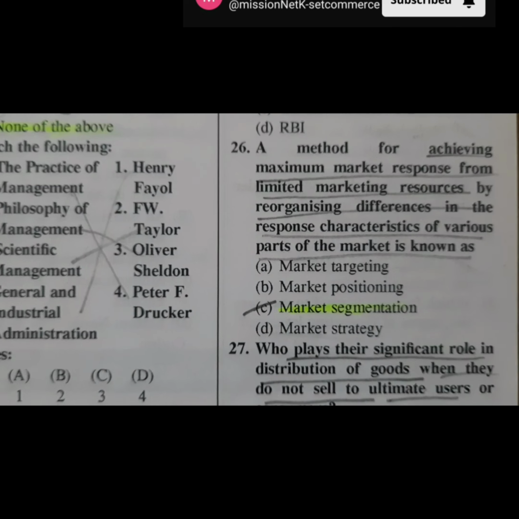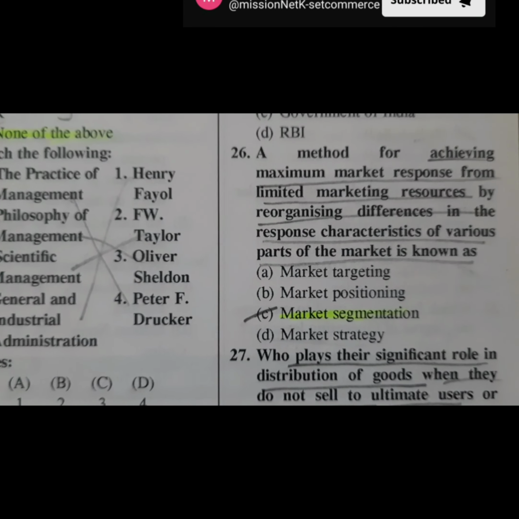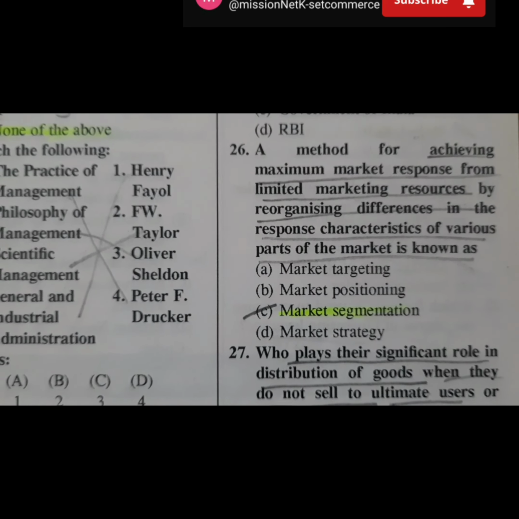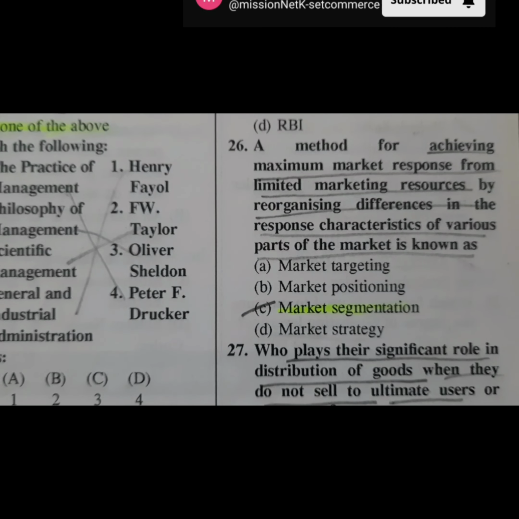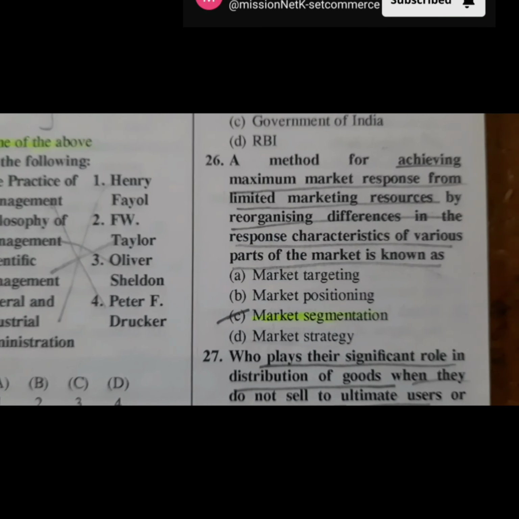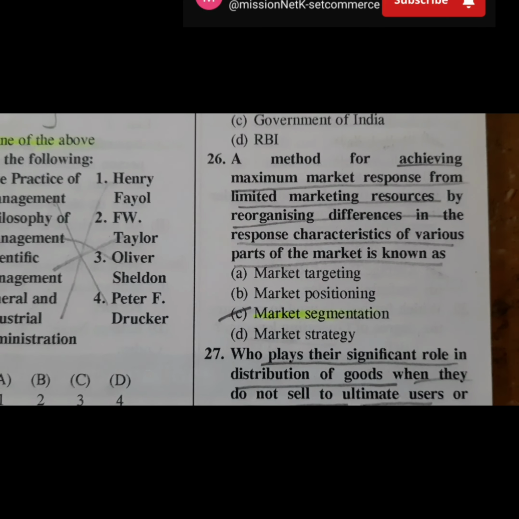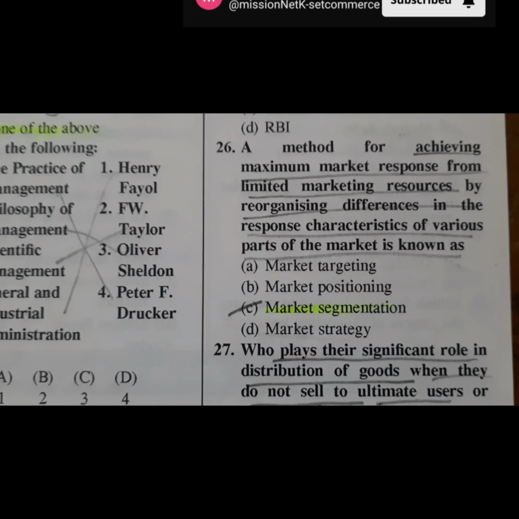Then the next question is, a method for achieving maximum market responses from limited marketing resources by recognizing differences in the response characteristics of various parts of the market is known as. The right answer is option C, market segmentation.